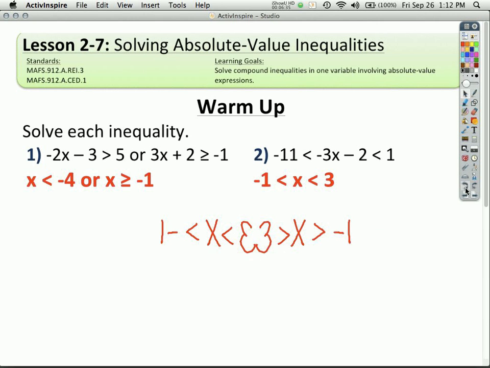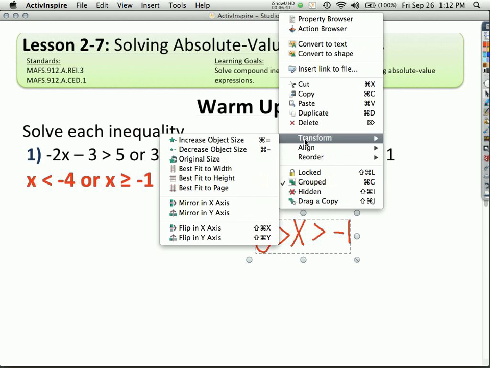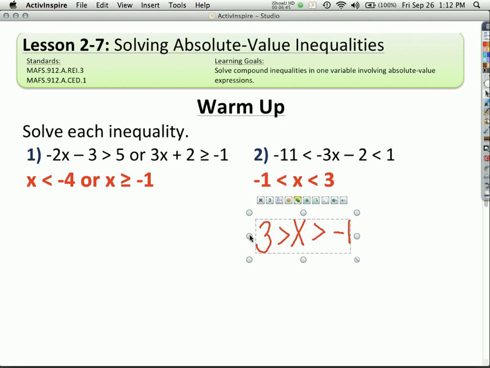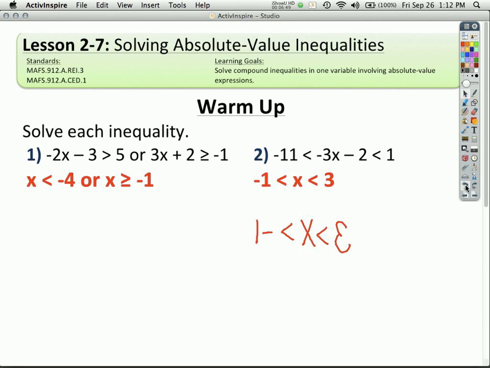So let me back up for a second and let me do this a different way. And let me transform it by doing a flip. And so watch. This is correct. That's incorrect. See, the whole thing is flipping. Okay? So that's what you have to learn how to do. Anyone have any questions about that?